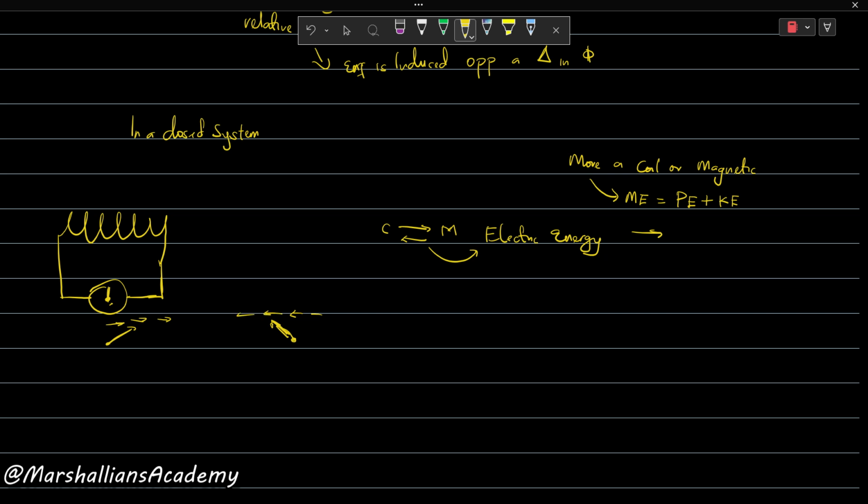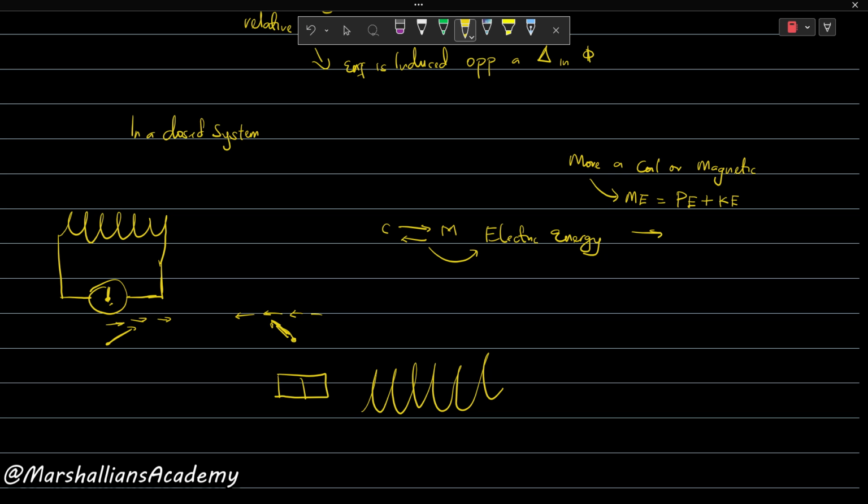Now we remember that if we have a solenoid and we have a magnet, for there to be induced current, there has to be an induced EMF first.